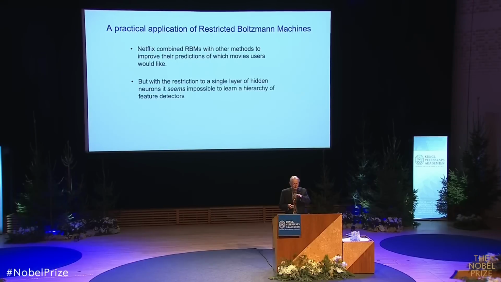But of course, with just hidden neurons that aren't connected to each other, you can't build layers of feature detectors, which are what you need for recognizing objects in images or recognizing words in speech. And it looks like there's this strong restriction of having just one layer of hidden units without connections between them. But actually, you can get around that.